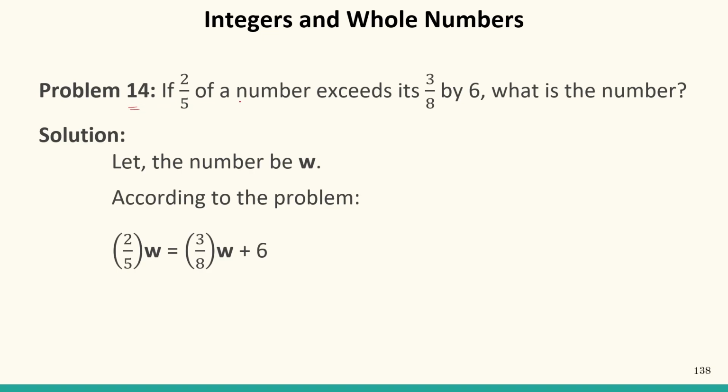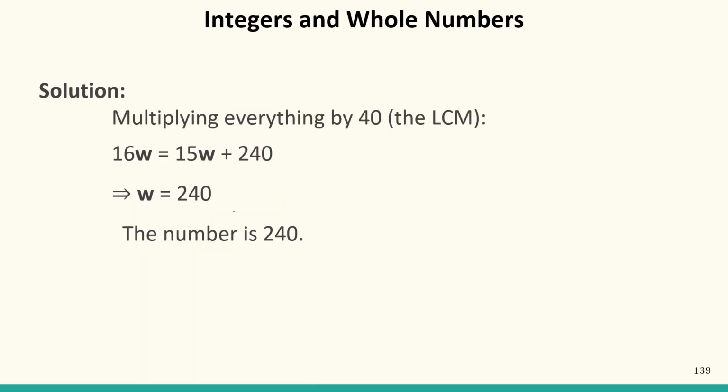If 2/5 of a number exceeds its 3/8 by 6, then what is the number? So let the number be W. According to the problem, 2/5 W is equal to 3/8 W plus 6. So multiplying everything by 40, that is the LCM, 16W is equal to 15W plus 240. Okay, so W is equal to 240 because 16W.